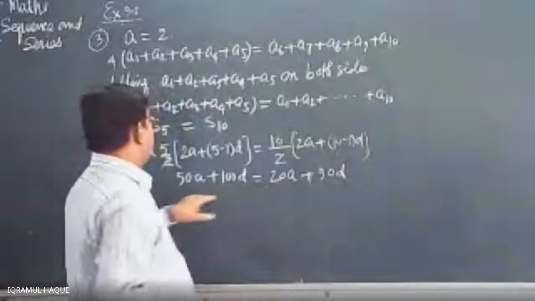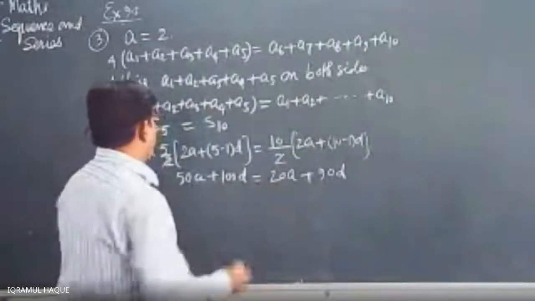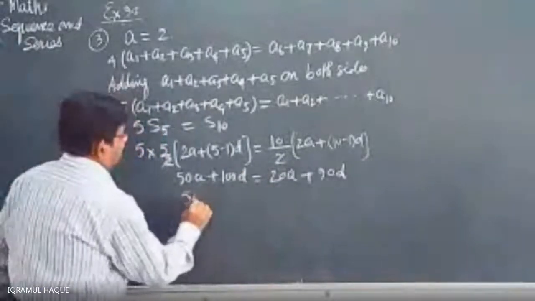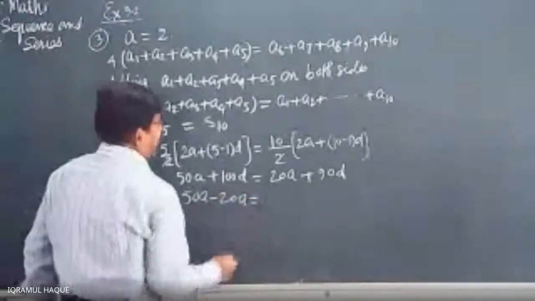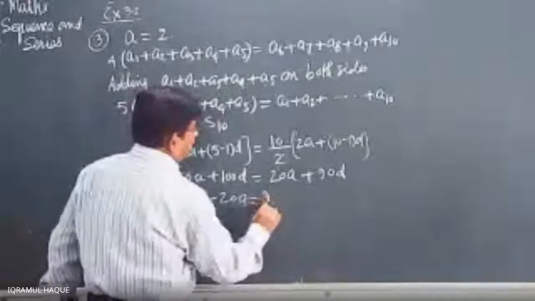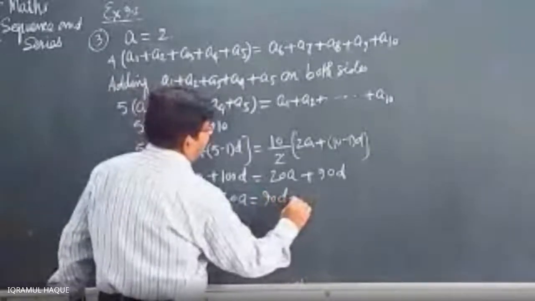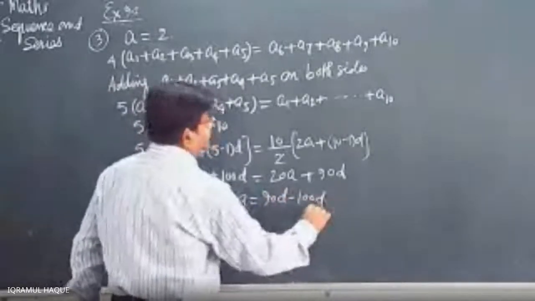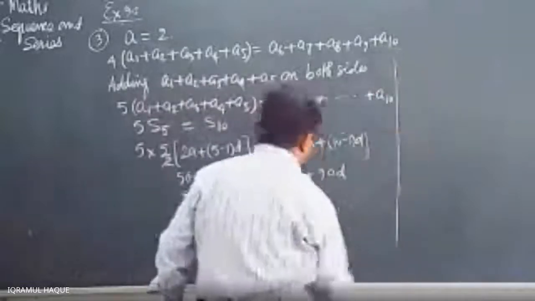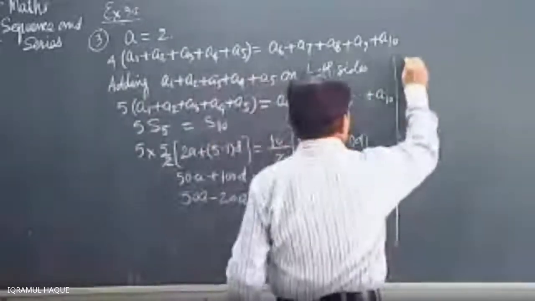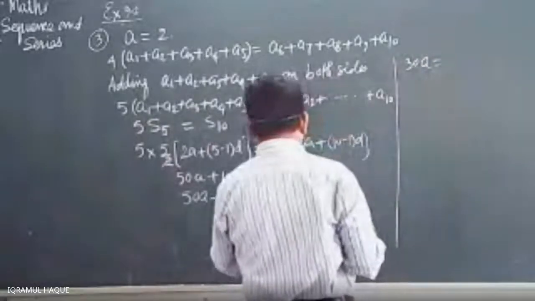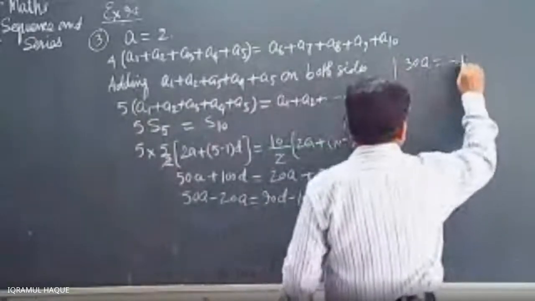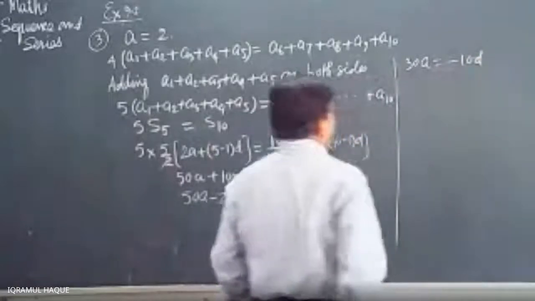Bring the a terms together and the d terms together. We have 50a minus 20a is equal to 90d minus 100d. See the result. This is 30a is equal to minus 10d.